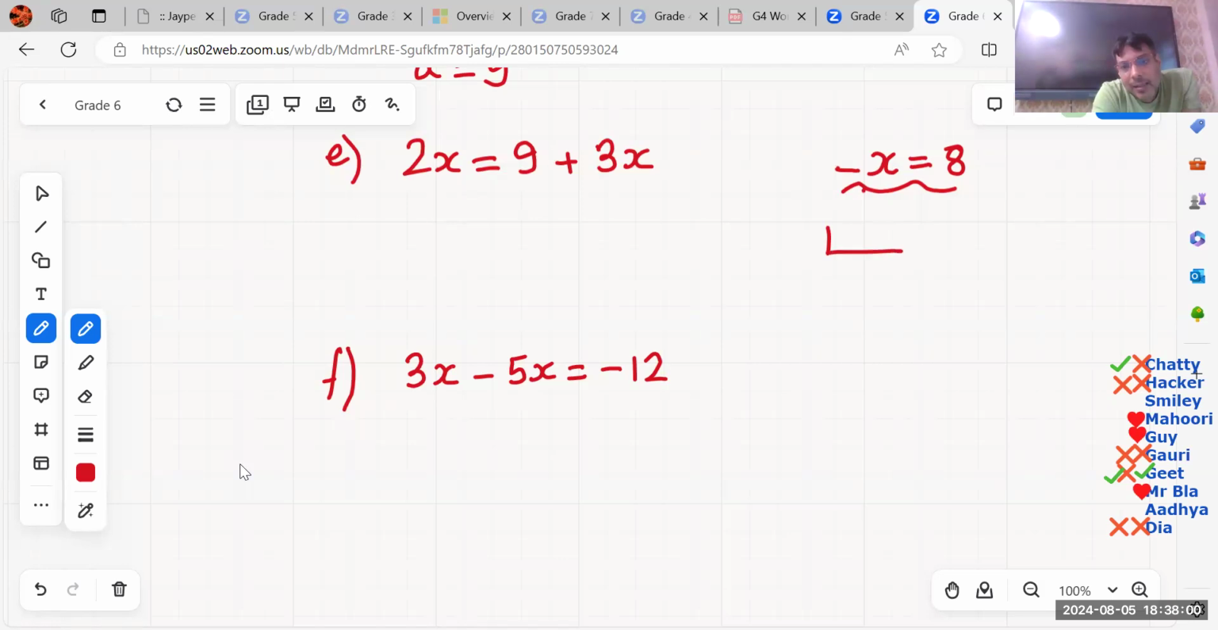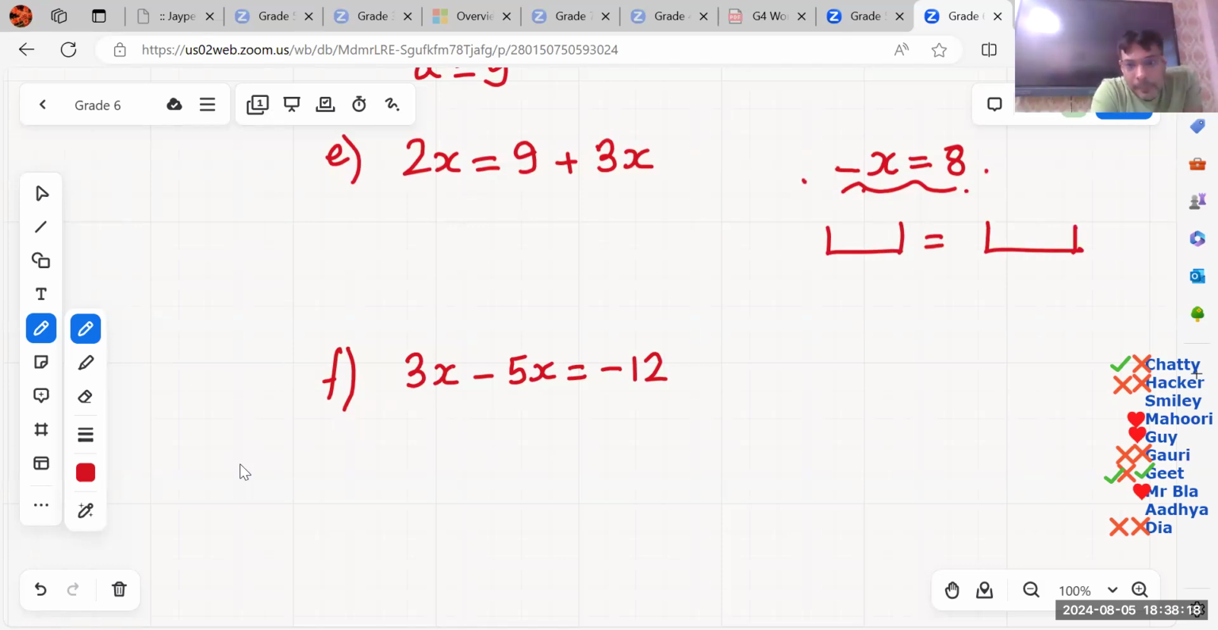These are like the two sides of a weighing balance. If you add anything to the right side, you have to add the same thing to the left side also. If you multiply anything to the right side, you have to multiply the same thing to the left side also.